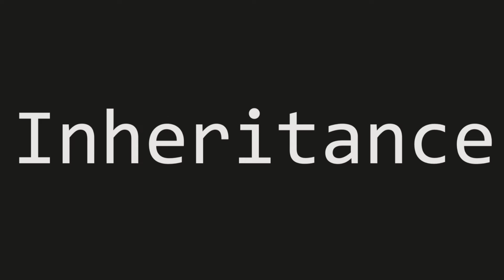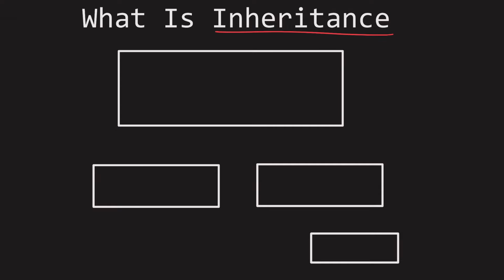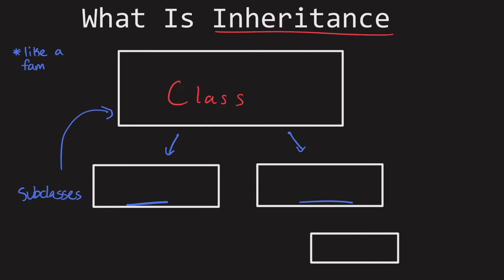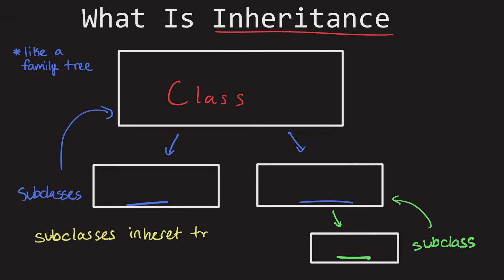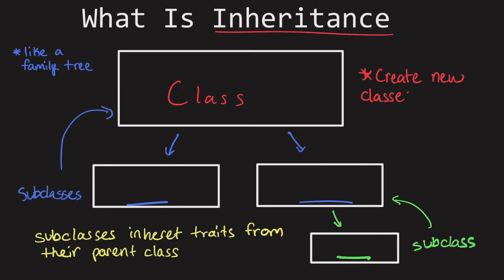What is inheritance? Inheritance is a way to structure your classes to better organize your code and create a hierarchy which allows for traits of classes to be passed down. Say this is our class. We can create subclasses of that class. Think of it almost like a family tree. And then we have subclasses from those subclasses. The key idea being that subclasses will inherit the traits from their parent class. This is all with the goal to create new classes built upon existing ones.